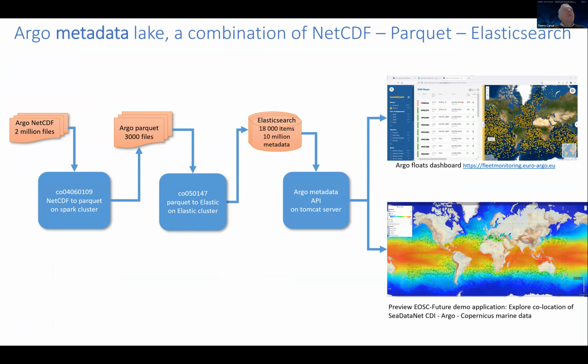Parquet is an ARCO format, typically efficient on cloud environments. So it's an analysis-ready, cloud-optimized format. From there, we can extract all the metadata into an Elasticsearch index that will index 18,000 floats and 10 million metadata. Each float has a vast quantity of metadata. We make that available on an API, and you can develop applications to browse and interactively check and look at the Argo metadata. This is the example of the Argo Float dashboard, and this is the example of the Argo EOSC Future demonstrations that combine SeaDataNet data and Argo data.